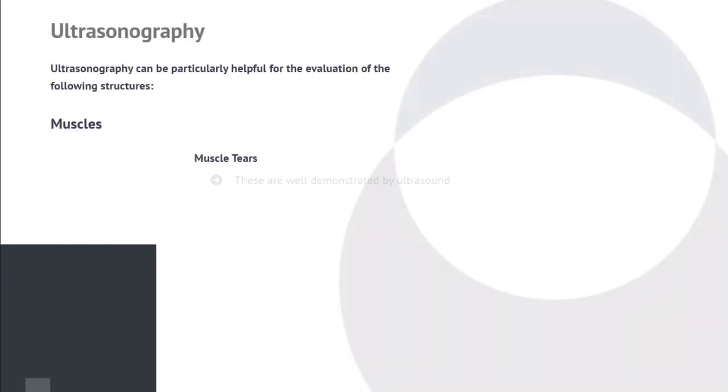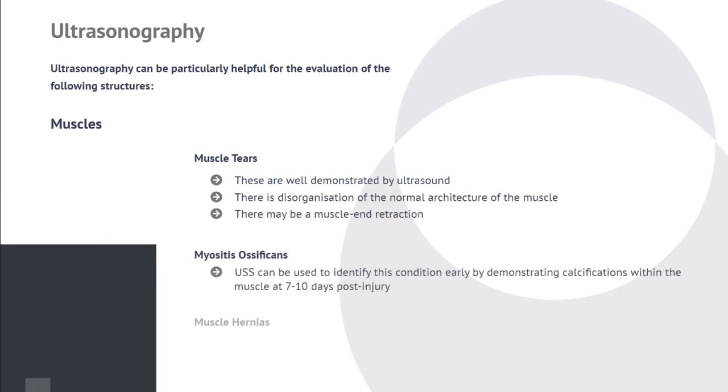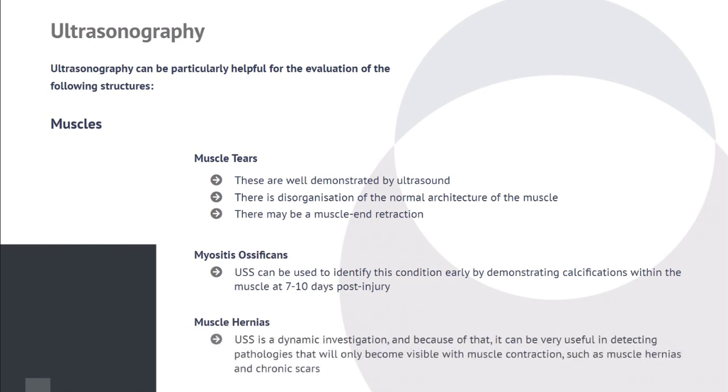Ultrasonography can be particularly helpful for the evaluation of the following structures. Muscles. Muscle tears. These are well demonstrated by ultrasound. There is disorganization of the normal architecture of the muscle. There may be a muscle end retraction.